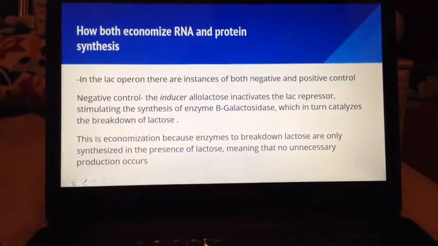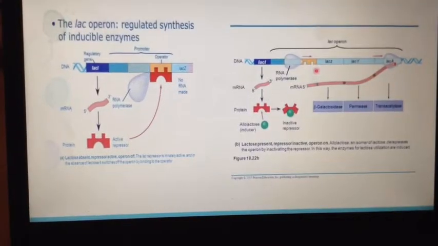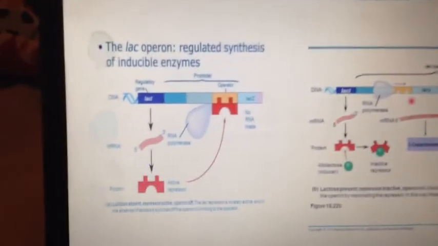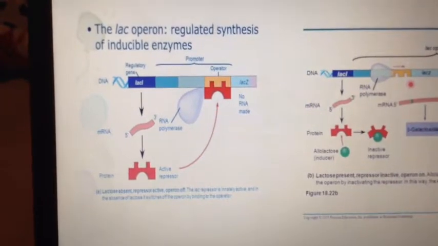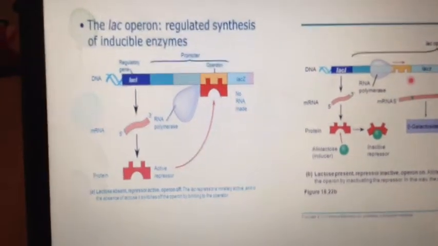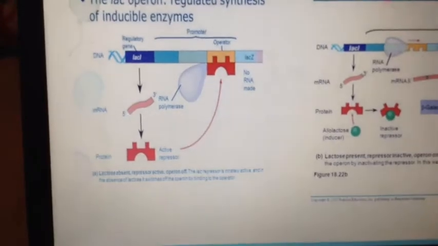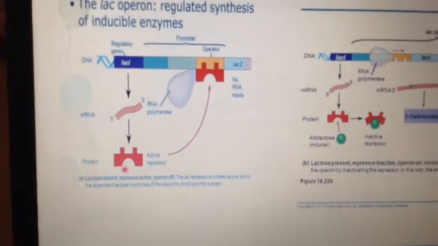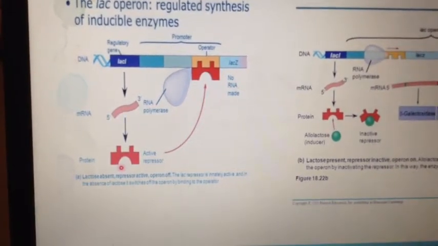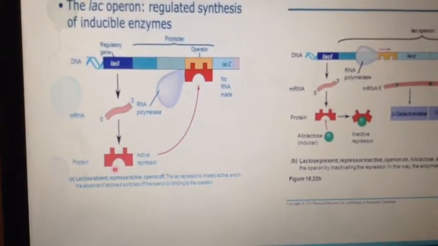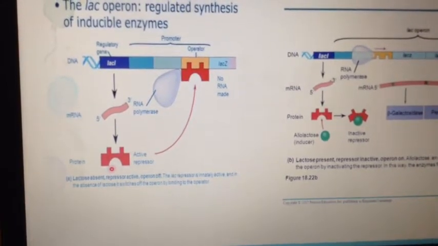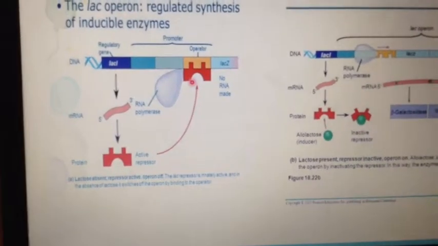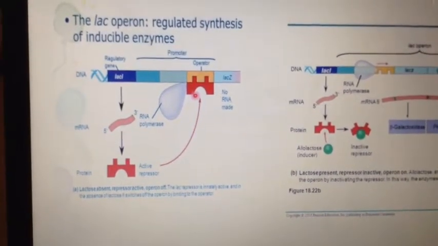Here I have some really great diagrams that are going to show us the role of the negative control in the lac operon. So first, we're going to take a look at our lac operon when lactose is absent. As you can see here, we do have an active repressor. What's unique about the lac operon is that its lac repressor, aka active repressor, is actually able to attach to the operon on its own. So here you can see that our active repressor is able to attach to our operator, preventing the production of beta-galactosidase.